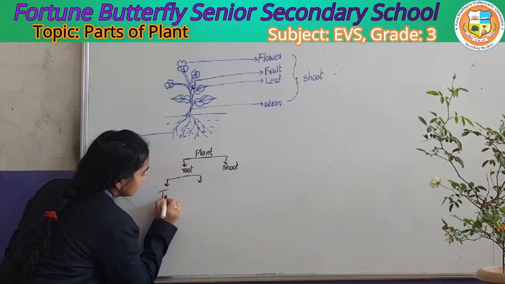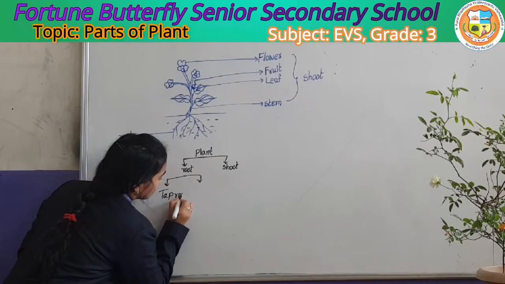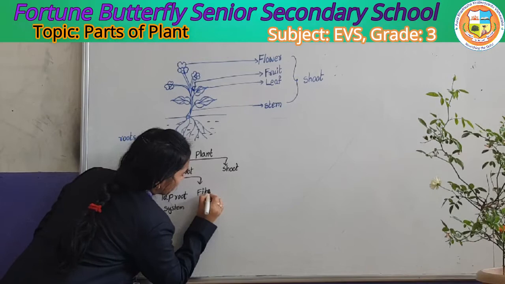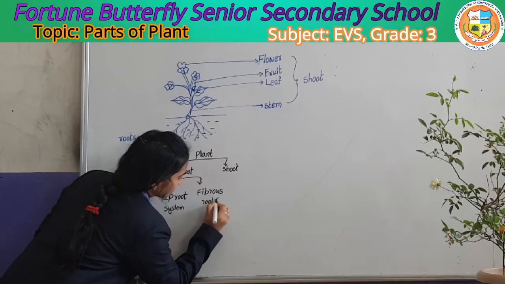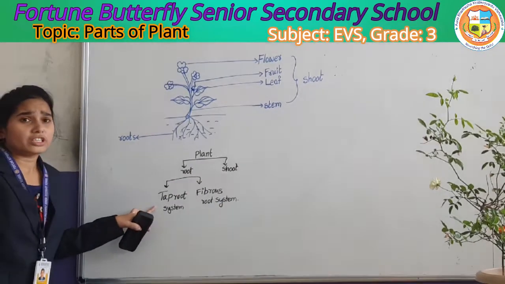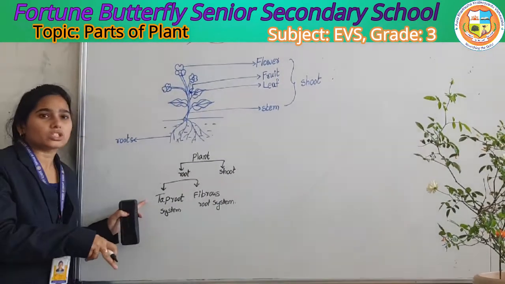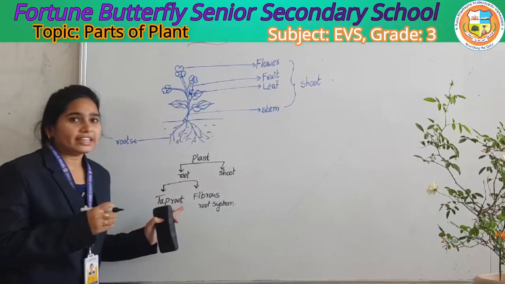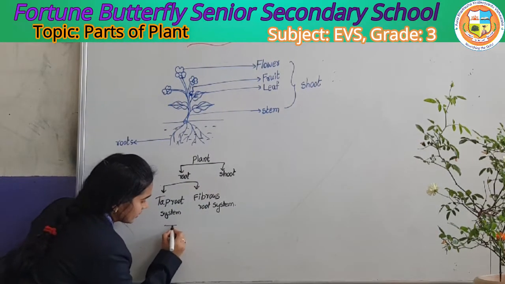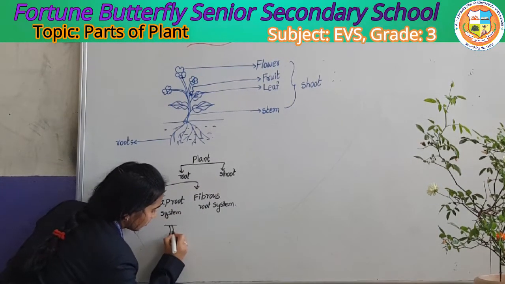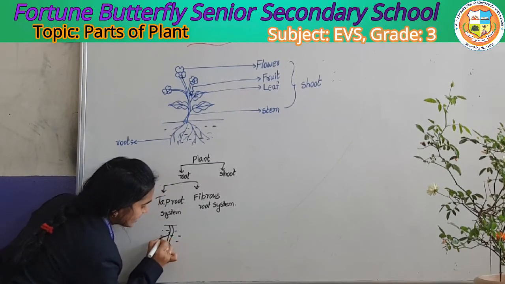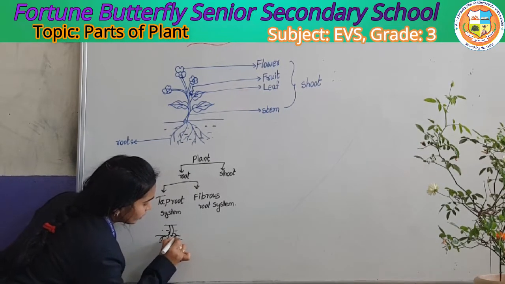One is the taproot system. Another is the fibrous root system. Now, taproot system. In the taproot system, the main root goes deep into the soil and several thinner side roots grow from the main root. This is the main root.